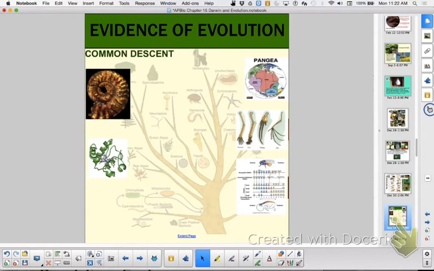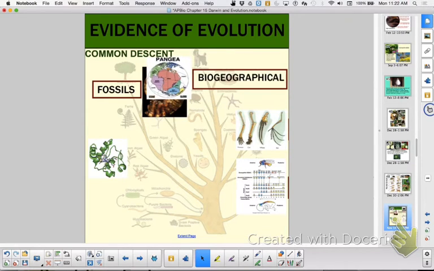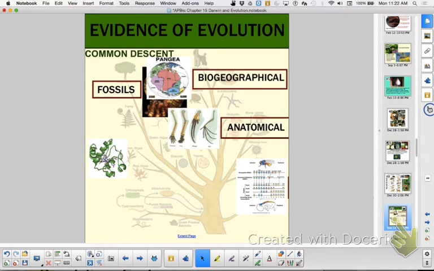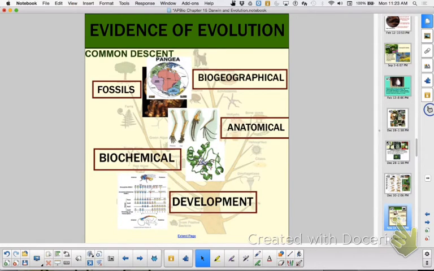So we are continuing on in Chapter 15, Darwin and Evolution, and this portion of our discussion focuses on the evidence of evolution. Just taking a look at these pictures, what do you think this piece of evidence represents? Fossil. Okay. What about this one? Biogeographical. Good. And this one? Anatomical. Good. What about this one? Biochemical. You have the list in front of you. And this one? Molecular. Biochemical is molecular.